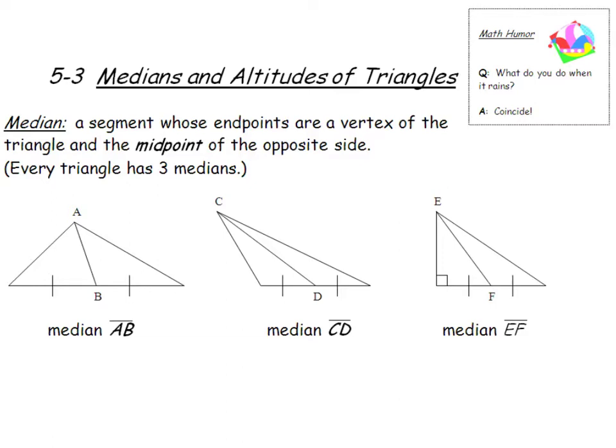Okay, we're going to start with median. A median is simply a segment whose endpoints are a vertex of the triangle and the midpoint of the opposite side. Every triangle has 3 medians, the reason being that every triangle has 3 vertices. So we start at the vertex and we go across the triangle to the midpoint of the opposite side. Start at the vertex, midpoint of the opposite side, and so on. What happens then is, if you're hitting the midpoint of the opposite side, you end up creating 2 congruent segments every single time.